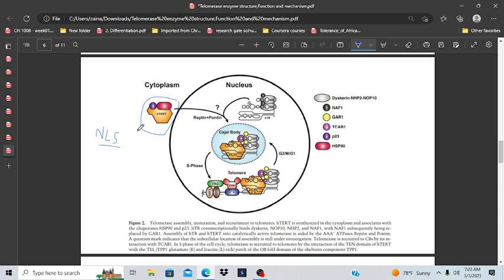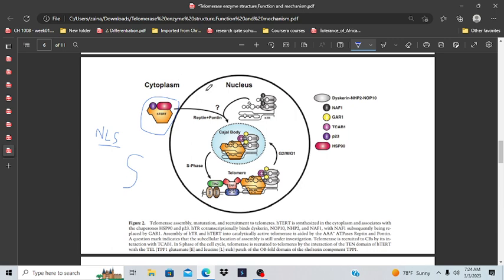Now in HTERT, it has a signal at the end which is localizing it into the nucleus. So the HTERT, which is made in the cytoplasm, gets recruited into the nucleus. So it's important to consider at what time it gets recruited. It's during the S phase of the cell. We know that during the S phase of the cell cycle, the DNA is getting replicated.